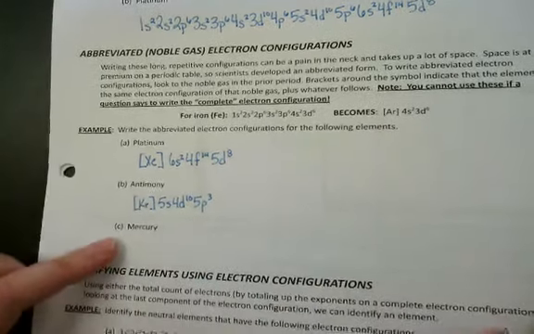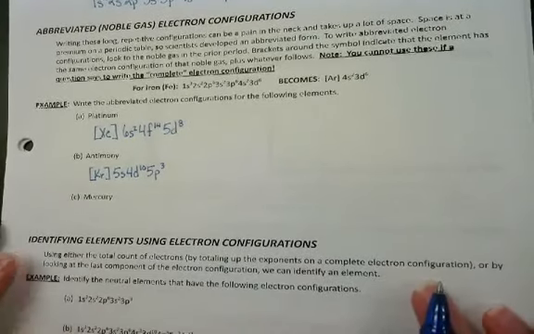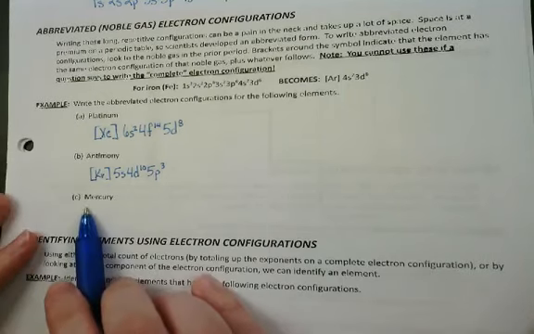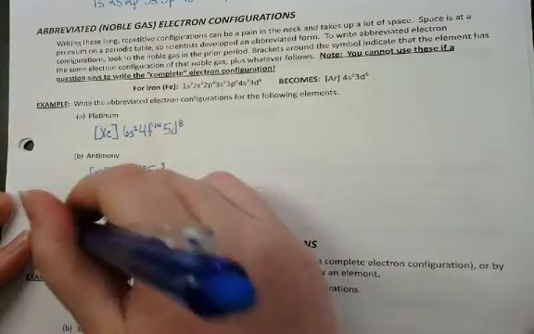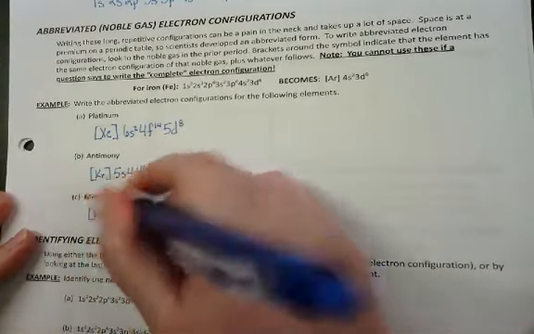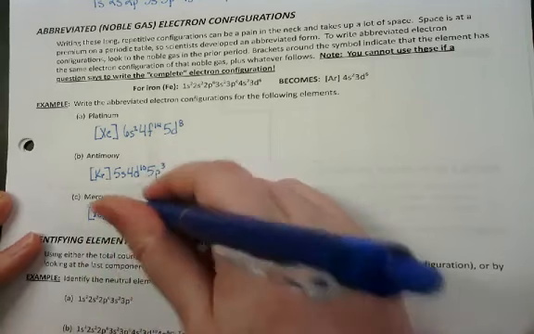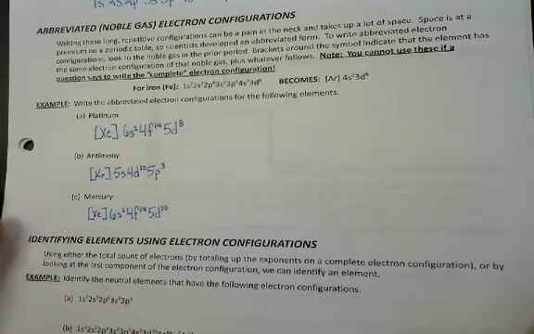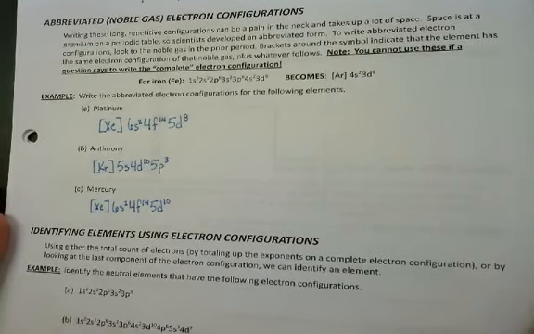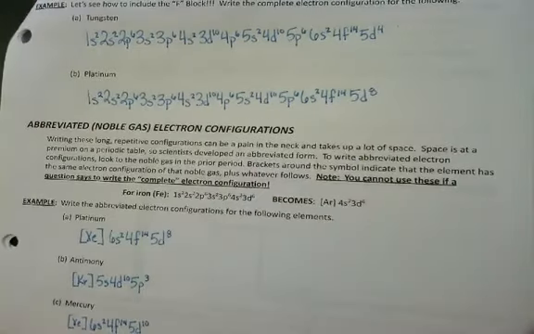Okay, I want you to try mercury. Pause the video and then come back whenever you've got that done. Alright, so for mercury, the noble gas before mercury is xenon. So again, we'd start at 6s2. Then we'd have 4f14, and then mercury is in the 5d10 position. And that's it. That's a lot easier than having to write this out each and every time.